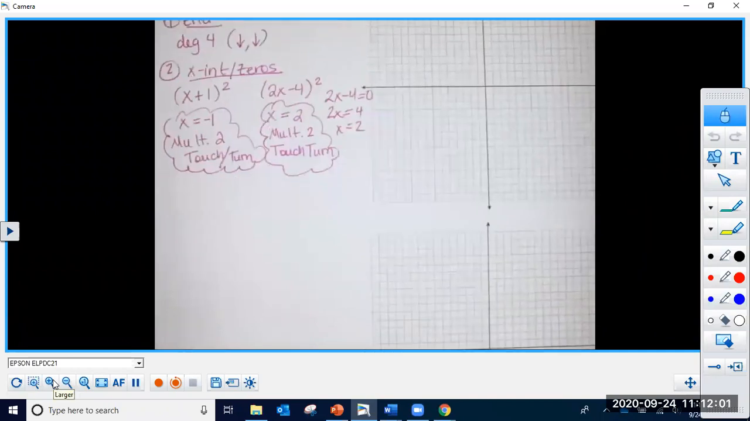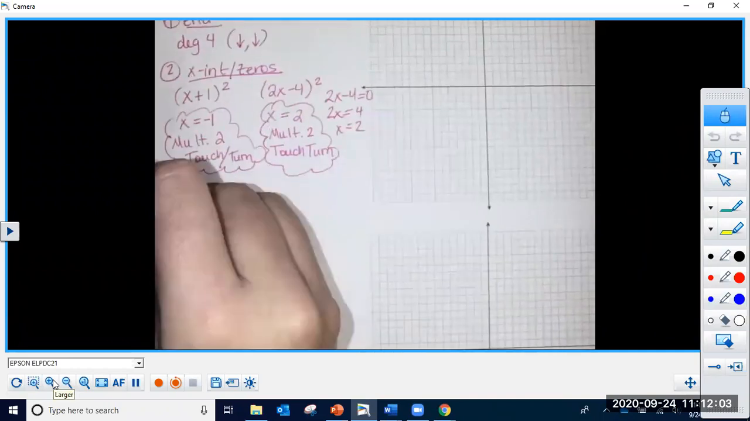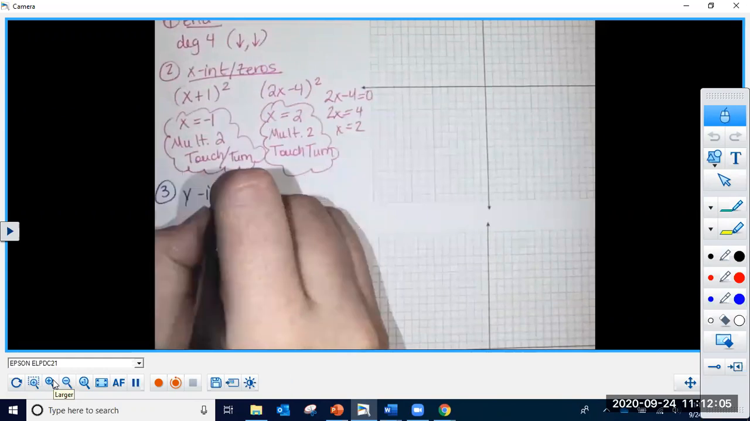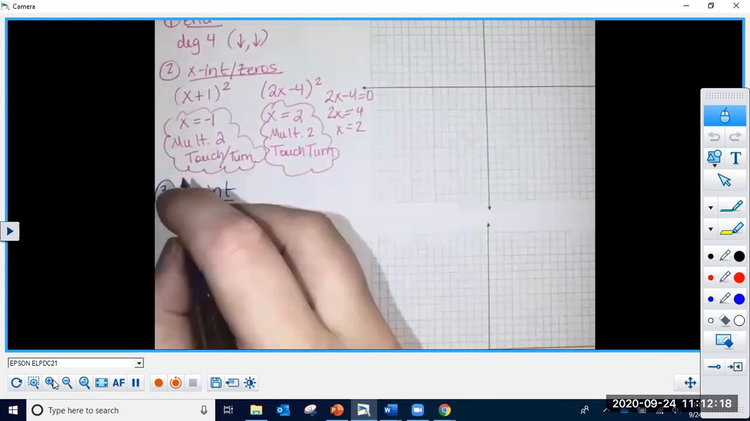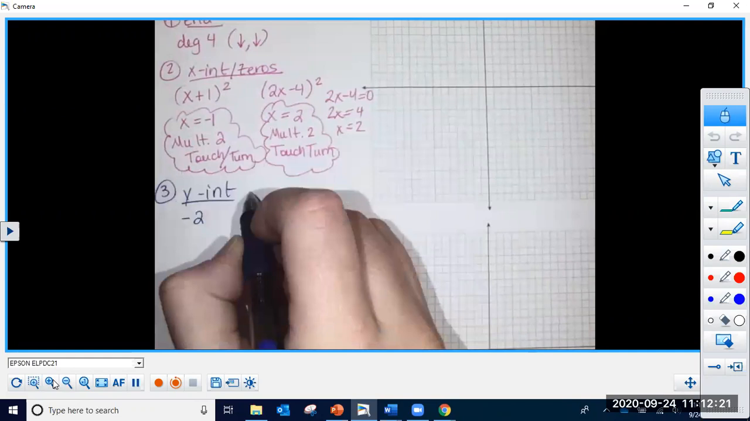Okay, third thing, let's find the y-intercept. The x-intercept and y-intercept kind of switch roles here. When it's in factored form, you actually have to do more work to get your y-intercept. In factored form, you have to plug in 0 for x.